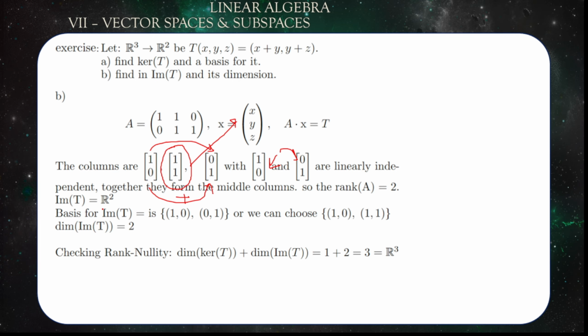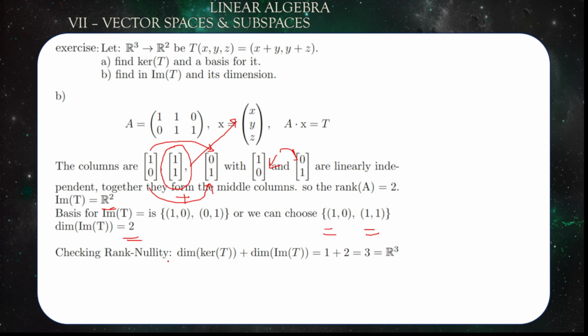Image of T is equal to R2, which is given by the number of these vectors, the rank. The basis for the image of T is 1, 0 and 0, 1, that's the basis. Or we can choose 1, 0 and 1, 1 also. So two of these three vectors. The dimension of the image of T is equal to the number of linearly independent vectors.